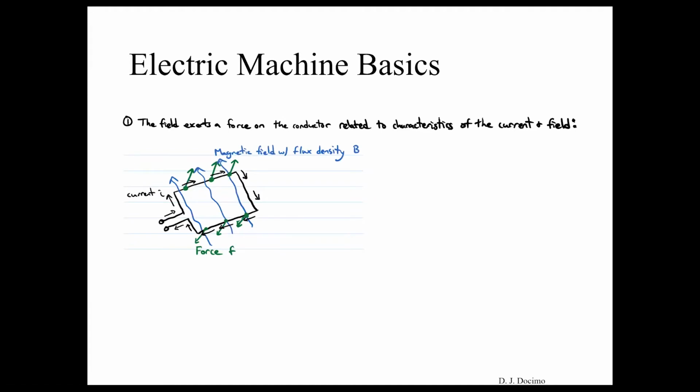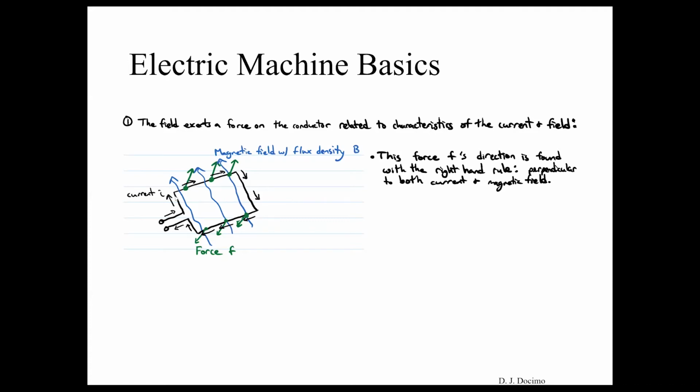So, the first is that the field exerts a force on the conductor related to characteristics of the current and the field. So in this figure here, we have our wire that's essentially in a circular or rectangular fashion looping around here. That wire has a current that's flowing around it, and then we have a magnetic field that's flowing across this with a flux density of B. So in this situation, we'll have this force that's acting on here that's found with the right-hand rule.